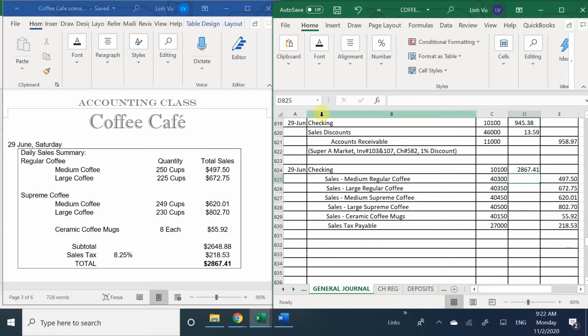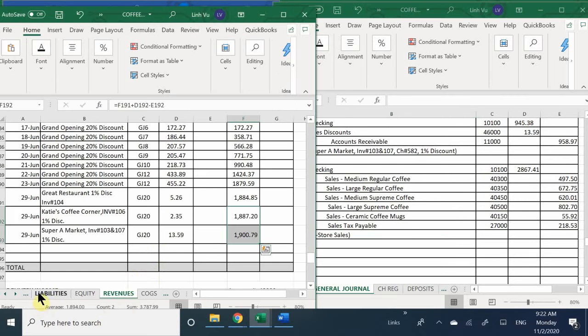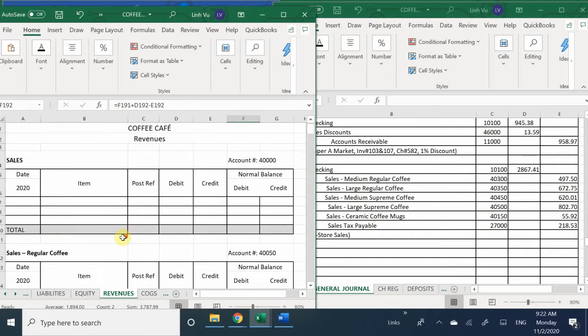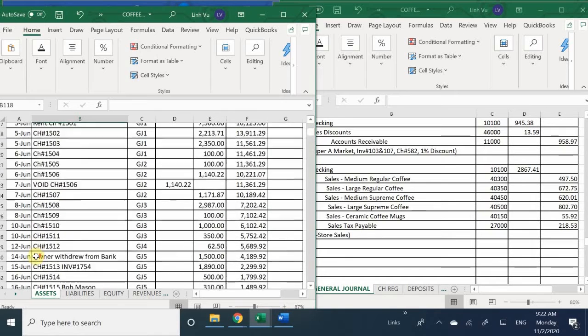And what's my note going to be here? In-store sales. Yes, in-store sales. Right, good. So what is going to come next? Ledger. Good. Sales medium coffee. Or you want to do sales first? We're gonna go to revenue. My bad. Checking. Let's go to checking, in order in which it was received. Perfect.